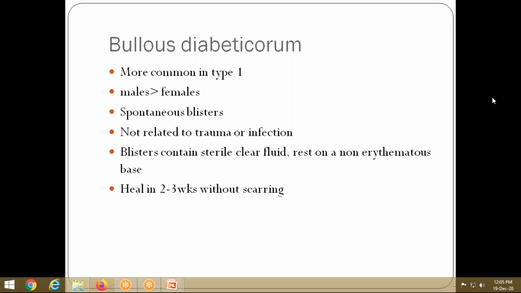The condition is bullous diabeticorum. It's more common in type 1 diabetes. Until now we have come across conditions which are more associated with type 2 diabetes, but this condition is more common with type 1 diabetes mellitus, and also more commonly seen in males than females. Here the patient develops spontaneous blisters.